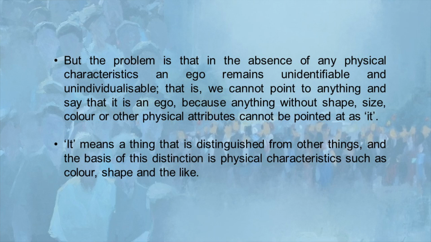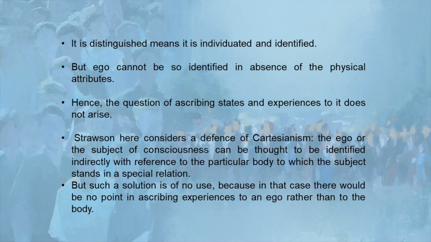Now, to be a thing means that it is distinguished from other things, and the basis of this distinction is physical characteristics such as color, shape, and the like. To be distinguished means that it is individuated and identified. But ego cannot be so identified in the absence of physical attributes. Hence, the question of ascribing states and experiences to it does not arise.